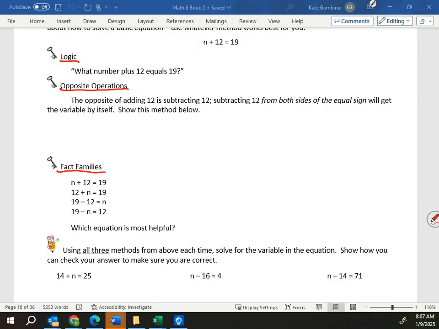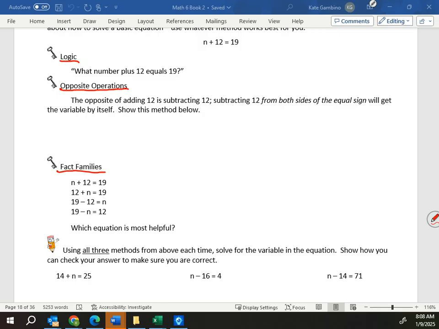If we look at that, what number plus 12 equals 19? I can figure that one out in my head. Does anybody know the answer? Sophie? 7. We know 7 plus 12 equals 19. So that's one that we could just figure out with mental math. A lot of times using that logic, it's those easier ones that we can do in our head.